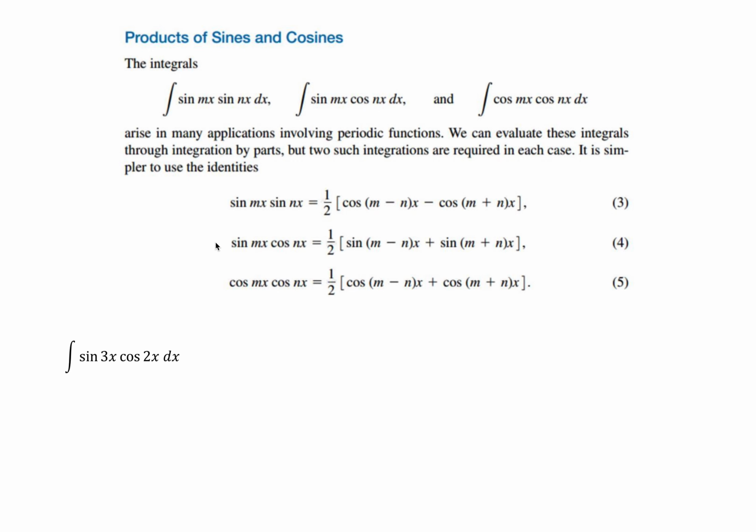So I'm going to use the middle one here. There we go. My pen's working now. So that's going to be 1/2. And it says to take sine of m minus n. So I'm going to subtract. So 3 minus 2 just leaves me with 1x. So I'm going to have sine of x plus sine of the sum of them. So that's 3 plus 2, or sine 5x.